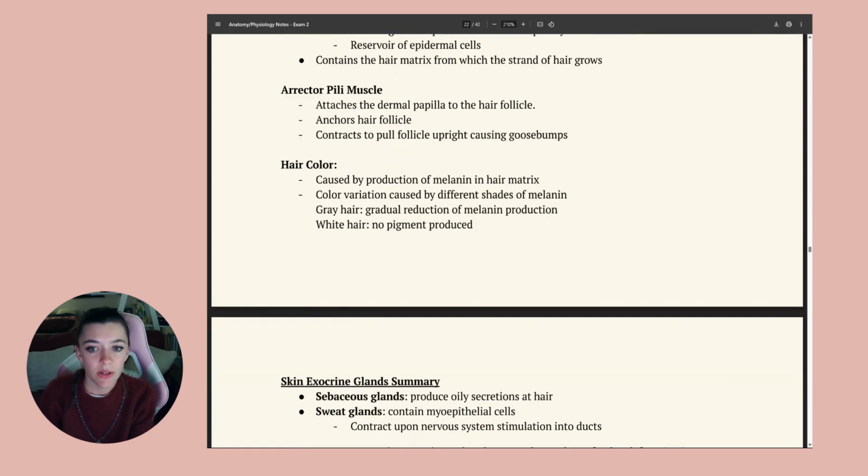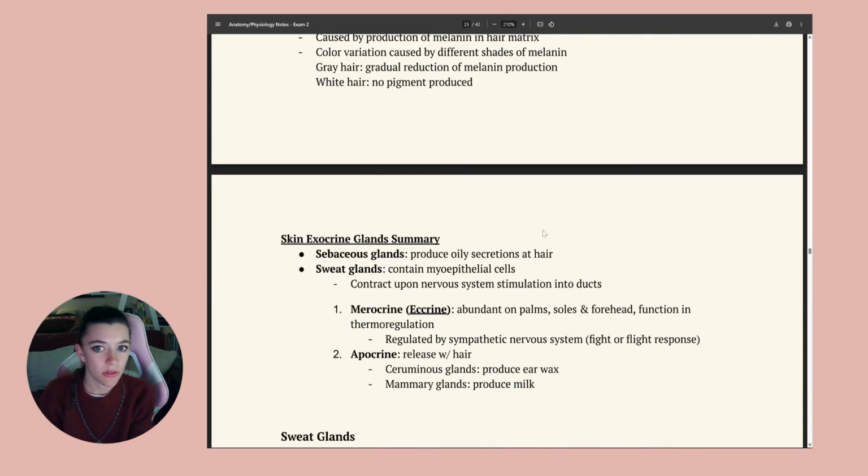Hair color is caused by production of melanin in the hair matrix. Color variation is caused by different shades of melanin and different rates of production of that as well. Gray hair is a gradual reduction of melanin production, and white hair is no pigment at all produced.